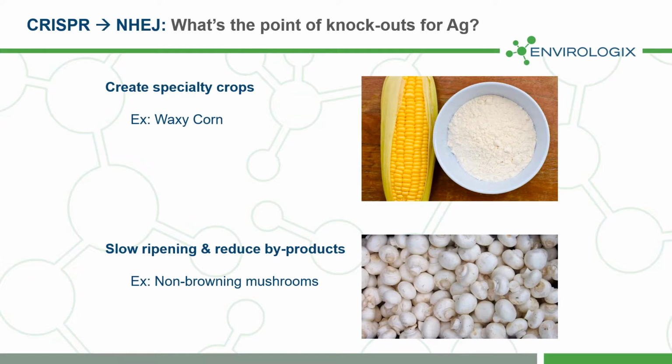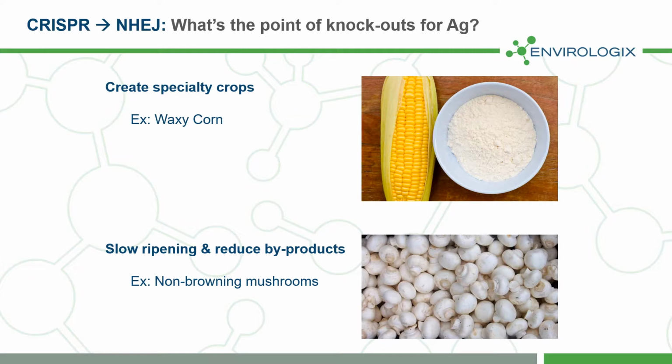Knockouts don't necessarily sound like something positive, but turning off certain genes can have some beneficial impacts in plants and in animals. So here are a couple of examples that I touched on in session 1. Waxy corn is the variety of corn used to make cornstarch, and the company Corteva used CRISPR paired with non-homologous end joining to recreate a native trait, which is that waxy corn trait, in a high-yielding background.